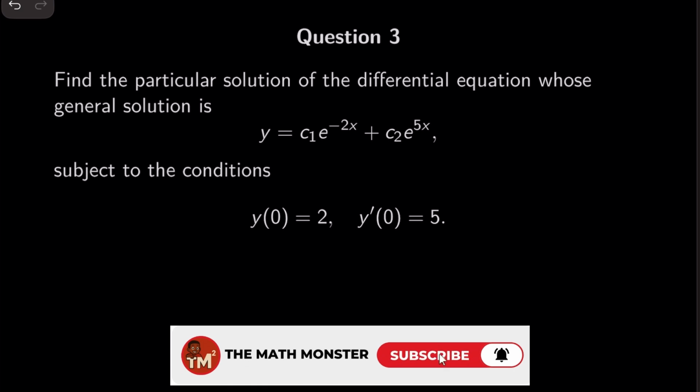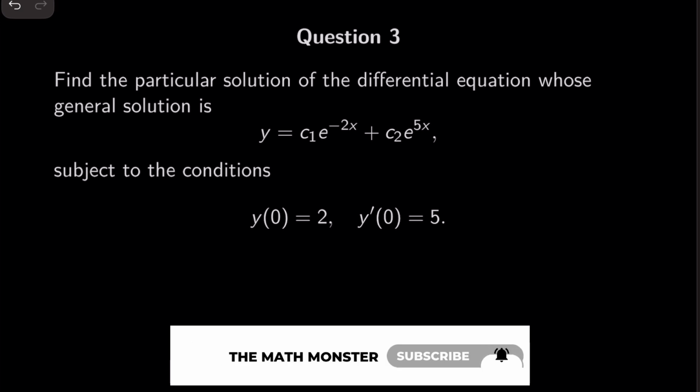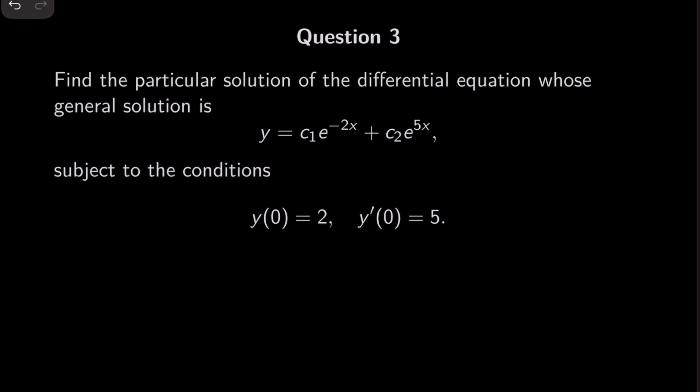Our third question focuses on how to determine the particular solution from the general solution given a subsidiary condition. Thus, how do we eliminate the constants in the general solution? So our third question is: find the particular solution of the differential equation whose general solution is given as y is equal to c1 e^(-2x) plus c2 e^(5x), subject to the condition y of 0 is equal to 2 and y prime of 0 is equal to 5.